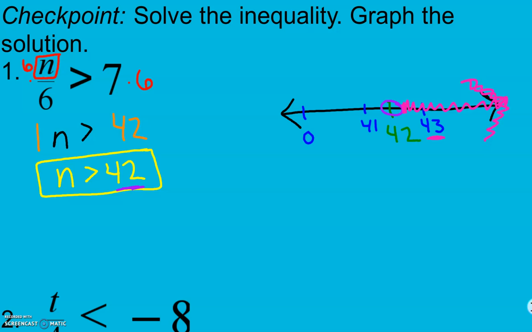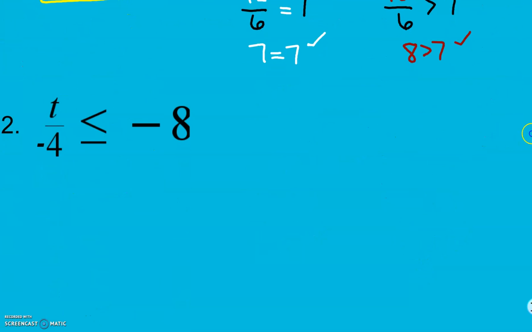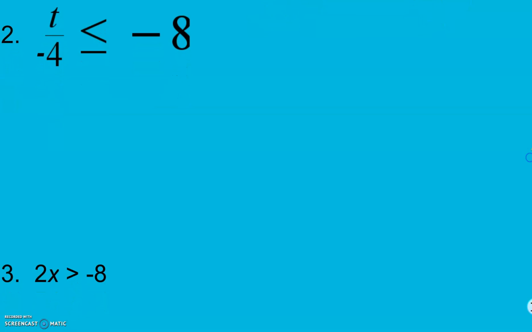Now let's check it. Here I checked both my boundary point. 42 divided by 6 is 7, that checks. And I picked a number that was in my solution set. I picked a multiple of 6, 48, so that when I divided, I got a whole number. 48 divided by 6 is 8, and 8 is greater than 7, so that checks. We are good. Feel free to try number 2.